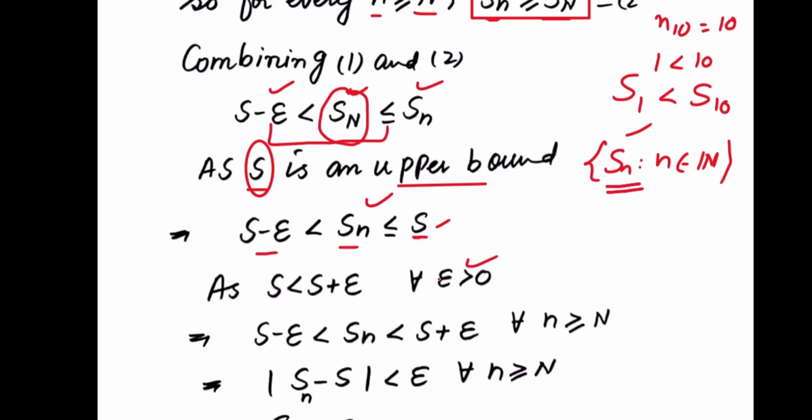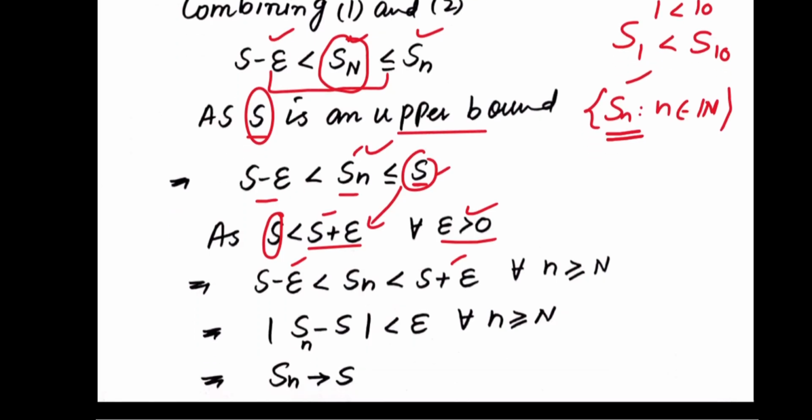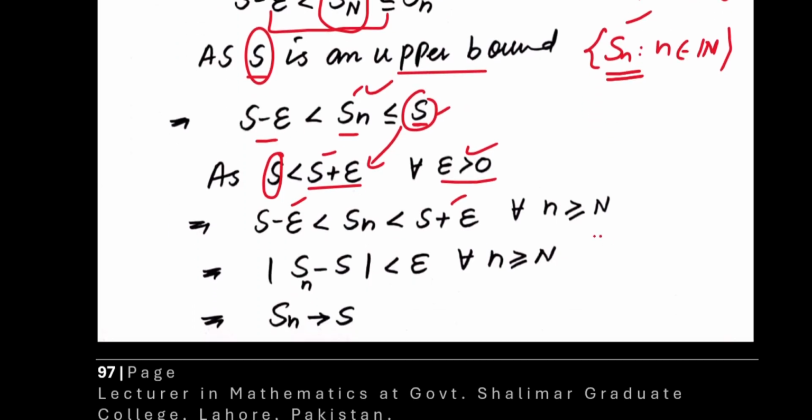For every positive real number epsilon, it is clear that when you add epsilon to S, then S will always be less than S plus epsilon. So by combining these two inequalities, we have S minus epsilon less than Sn, and Sn less than S plus epsilon. From these two inequalities, I have omitted the number S. By subtracting S from each part, this gives minus epsilon, this is Sn minus S, less than plus epsilon.